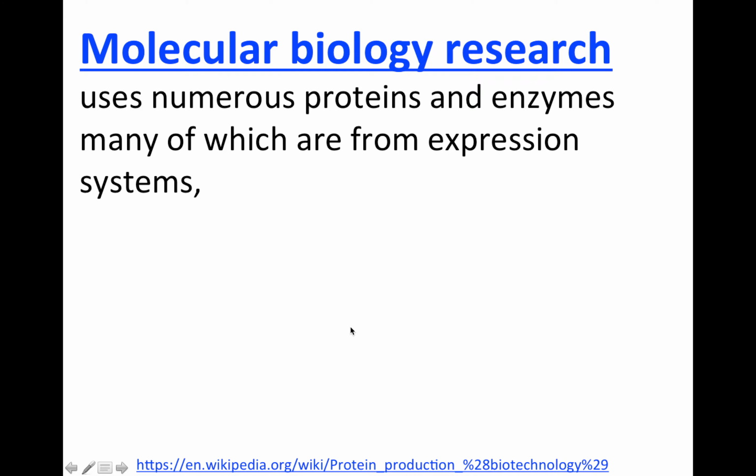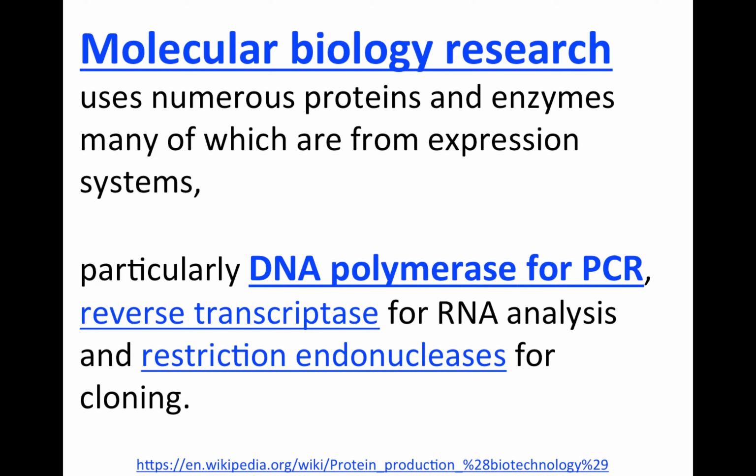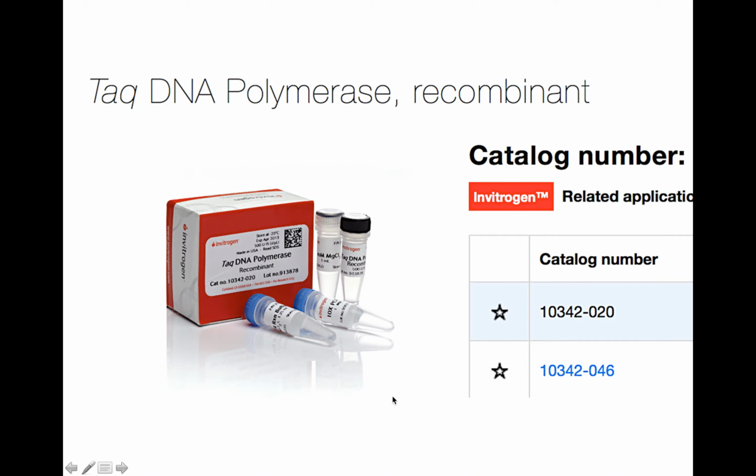Molecular biology research uses many proteins and enzymes which are from expression systems. For example, the DNA polymerase for PCR, reverse transcriptase for RNA analysis, and restriction endonucleases for cloning are all produced by host organisms that encode a recombinant gene. Here's an example. The Taq polymerase that we used in lab for our own purposes was made from a recombinant source. In other words, E. coli produced the DNA polymerase that was originally encoded by Thermus aquaticus.